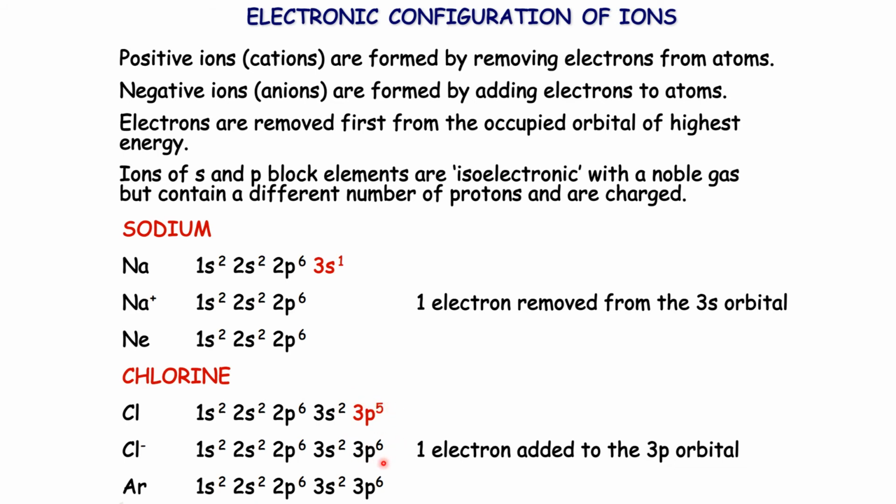So it becomes 3p6. So now the electronic configuration becomes 1s2, 2s2, 2p6, 3s2, 3p6. Now again you will see that this electronic configuration is the same as that in argon. So again these both are isoelectronic, but they have different numbers of protons.